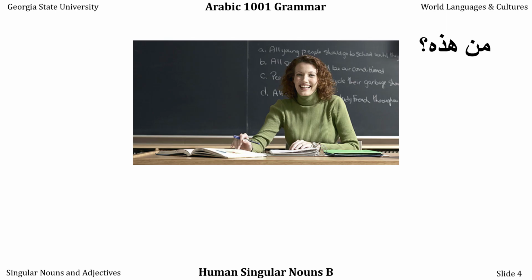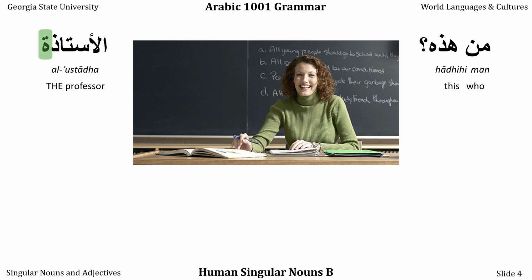We can say men hadhihi. We know she's a woman, so we're going to say hadhihi rather than hadha. And the answer is al-ustadha. Now I've taken the alif lam, the, and put it on the word ustadha, making the lam alif character, which you will learn as you learn the alphabet. Al-ustadha means the professor. We know it's "the" because it has alif lam on the beginning. We know she's a woman because it has ta marbuta on the end.